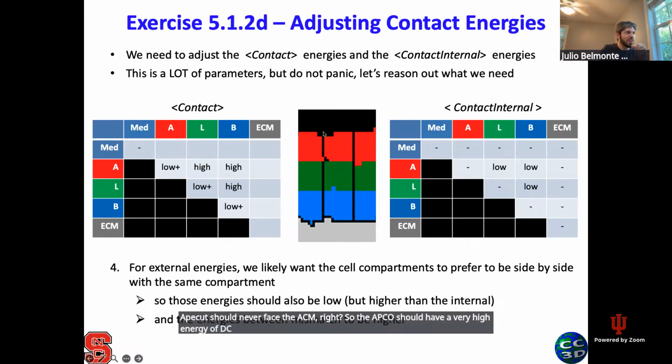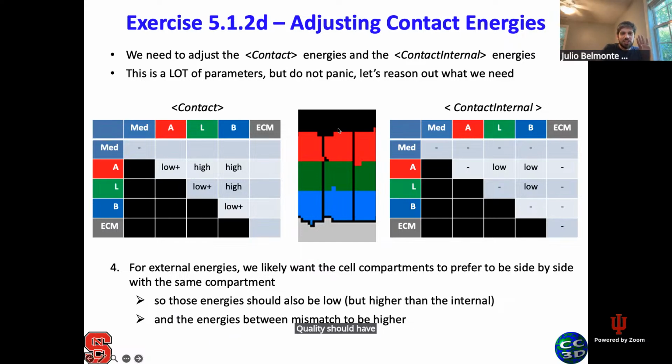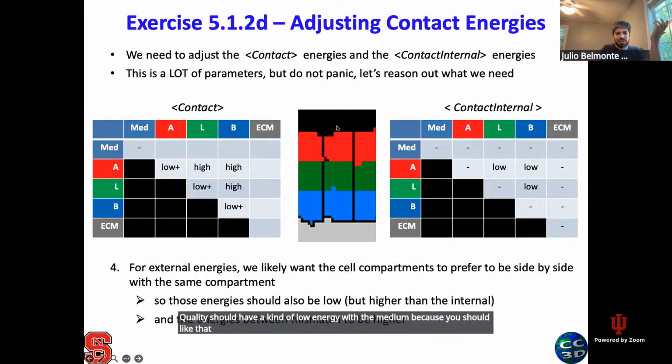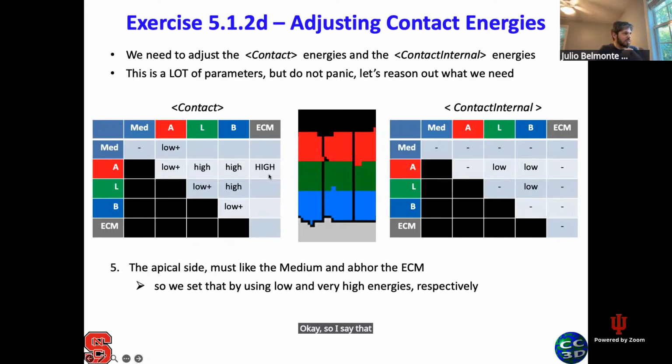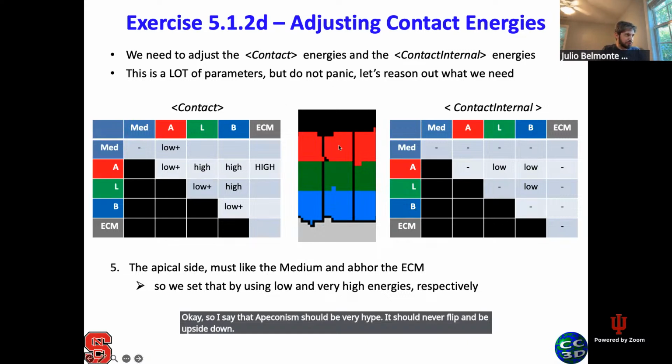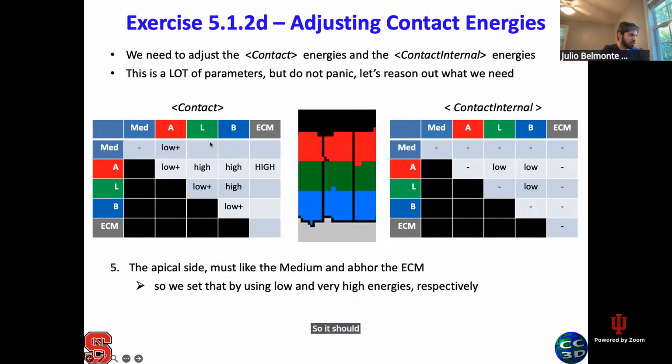Do you agree? But it should have a kind of low energy with the medium because it should like that one. So I say that apical and ECM should be very high because it should never flip and be upside down. It should prefer to face the medium, so it should be kind of low, but not too low, with the medium. It should be very high with ECM. Does that make sense?